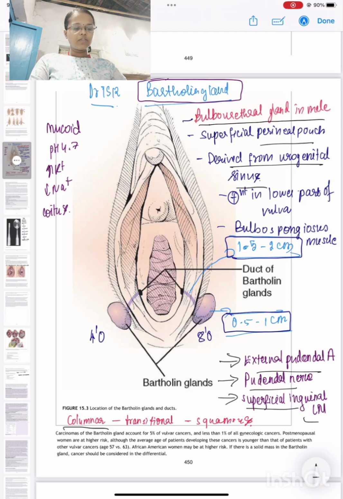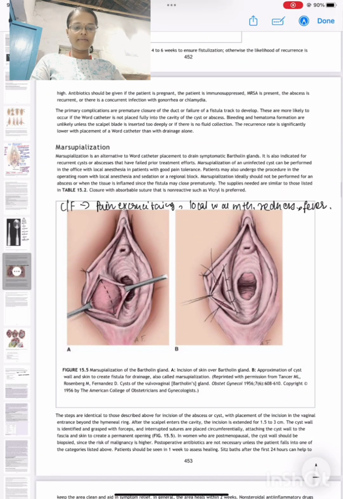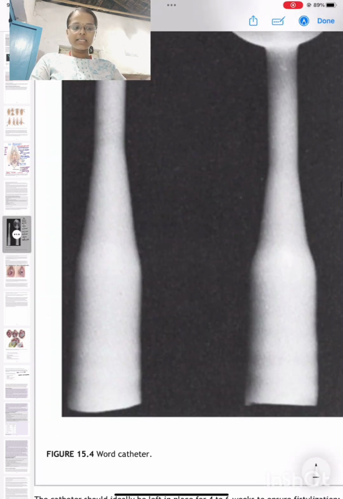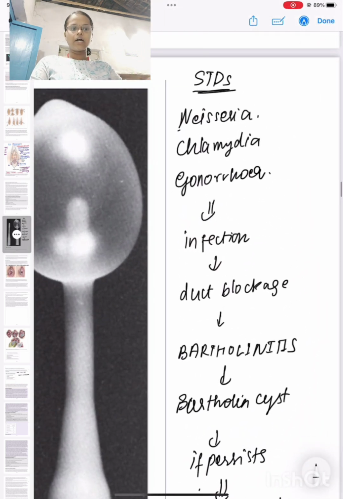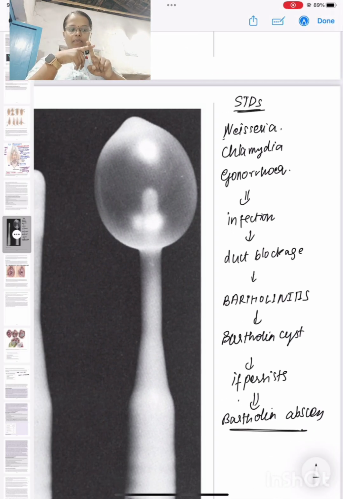So what happens? When there is a sexually transmitted disease or infection, there will be Bartholin cyst. So this is the diagram showing Bartholin cyst. Okay. So what happens when there are sexually transmitted diseases such as Neisseria gonorrhea, or chlamydia? Those infections will block this duct. When the duct is blocked, the secretions from the Bartholin gland will stay inside the gland. So initially the infection will not spread. So initially there will be Bartholinitis, also called Bartholin cyst.